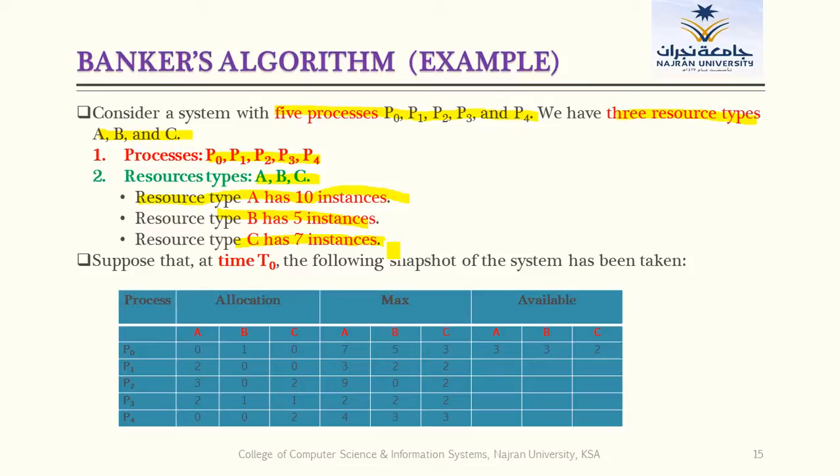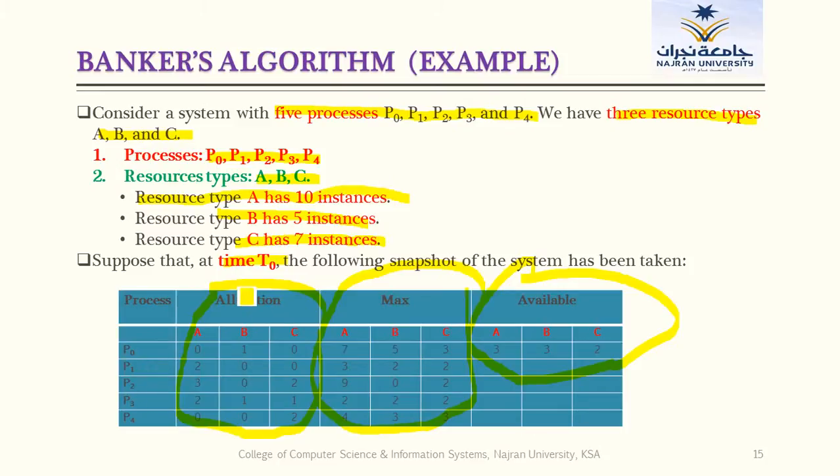Now this is the snapshot of the system at time t0 and this is the safe. Currently our system is in safe. If you see this, we have 3 main matrices. First one is the allocation matrix, the second matrix is the max matrix, meaning maximum, and the third matrix is the available matrix. Now if you see this one, we have 5 processes: P0, P1, P2, P3 and P4.